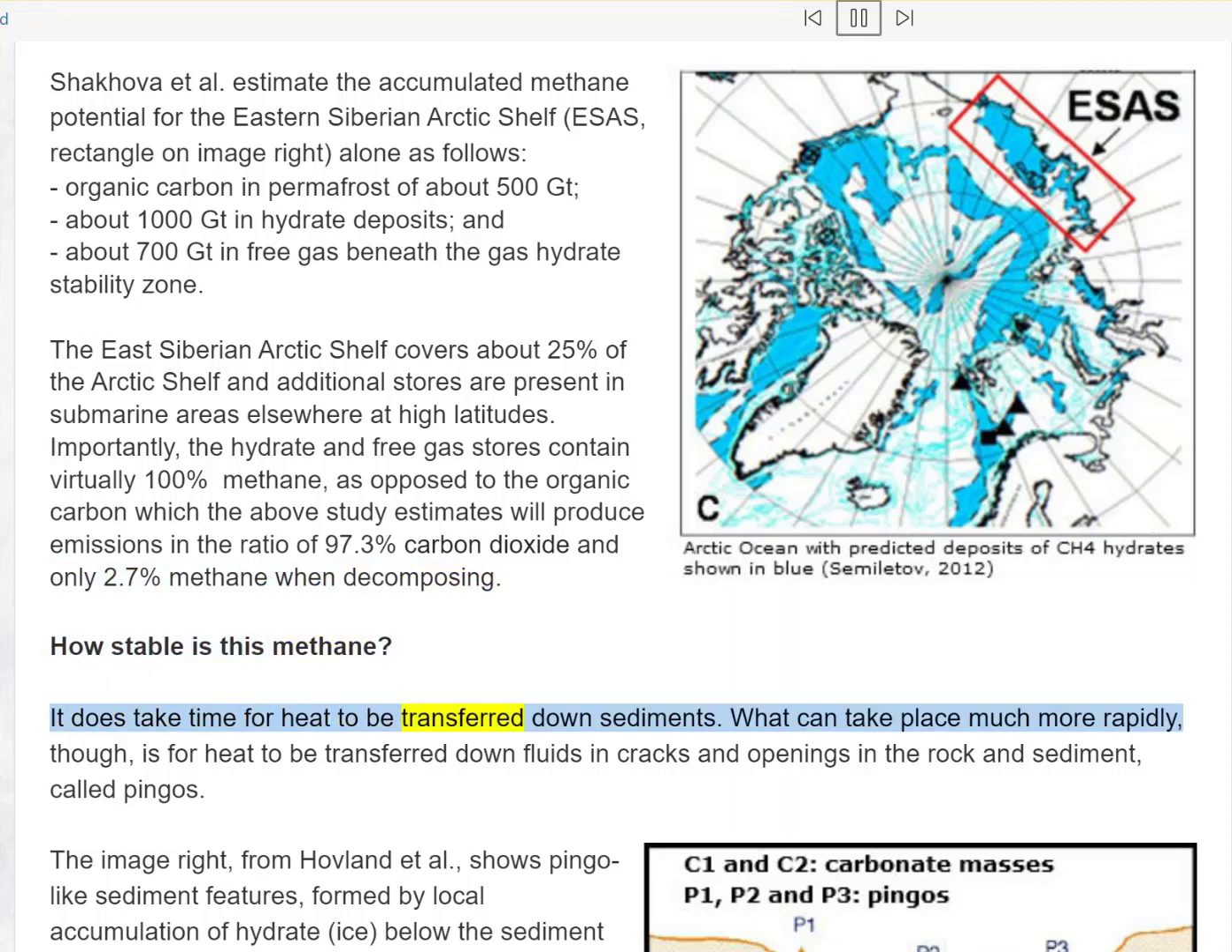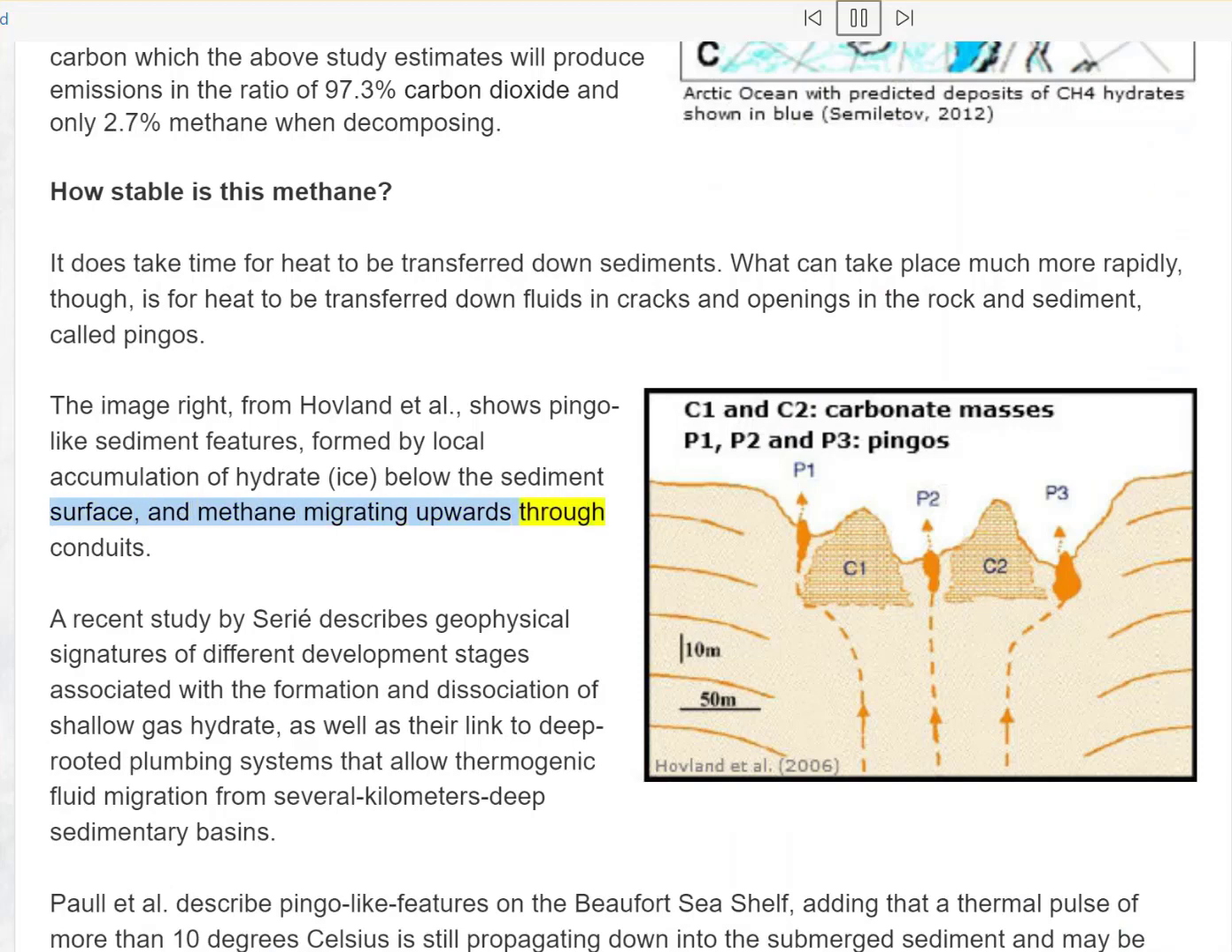It does take time for heat to be transferred down sediments. What can take place much more rapidly, though, is for heat to be transferred down fluids in cracks and openings in the rock and sediment, called pingos. The image right, from Hovland et al., shows pingo-like sediment features, formed by local accumulation of hydrate, ice, below the sediment surface, and methane migrating upwards through conduits. A recent study by Serov describes geophysical signatures of different development stages associated with the formation and dissociation of shallow gas hydrate, as well as their link to deep-rooted plumbing systems that allow thermogenic fluid migration from several kilometers deep sedimentary basins.